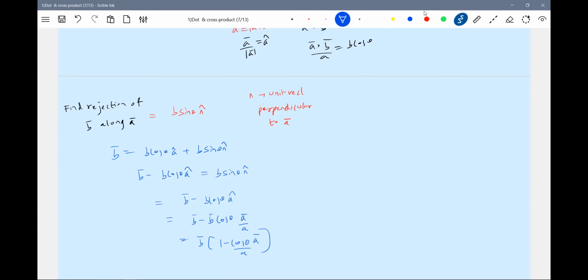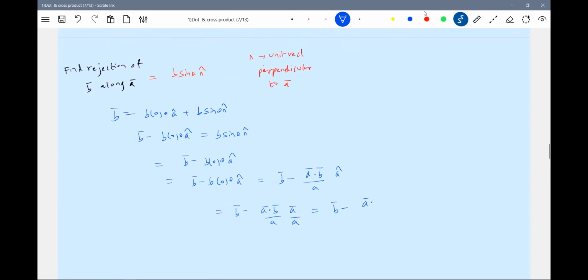Can we write this b cos theta as a bar dot b bar? That will be a little bit odd, so I'll try to avoid that theta. We already have b cos theta as a bar dot b bar by a, and in the next step I'll bring this a cap. Now simplify it. B bar minus a bar dot b bar by a, into a cap, which is a bar by a. So the simplification will be b bar minus a bar dot b bar by a square, a bar. This is the rejection of b bar along a bar.